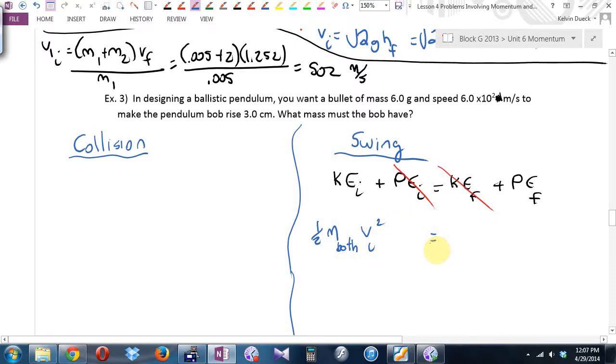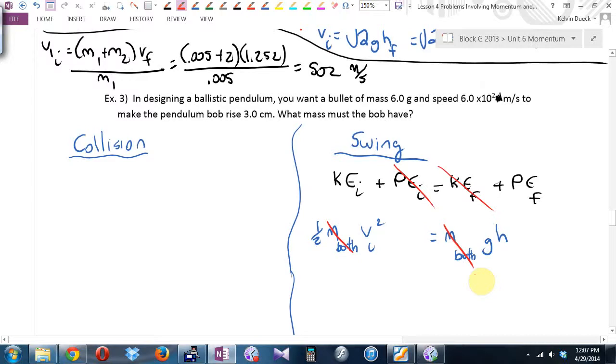equals the mass of both g h, even though I was really careful and fussy, Ben, to say it is the mass of both because they're stuck together, it turns out I didn't quite need to be that fussy. Is there a mass of both in everything? Then.